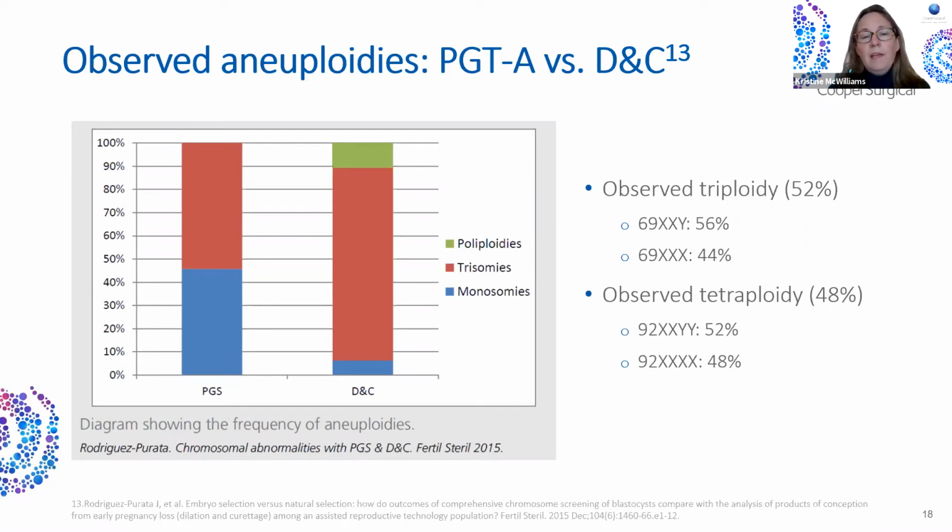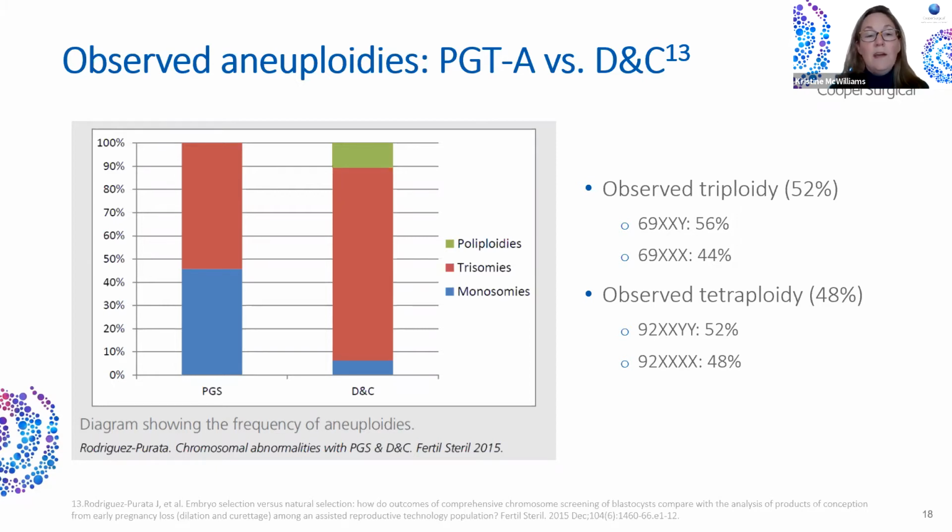Now, with the products of conception, again, polyploidies were seen at about 10% of overall samples, with triploidy and tetraploidy being observed fairly similarly. And although for both triploidy and tetraploidy, the male forms were more commonly observed, female polyploidy, either female triploidy or female tetraploidy, are actually quite common.